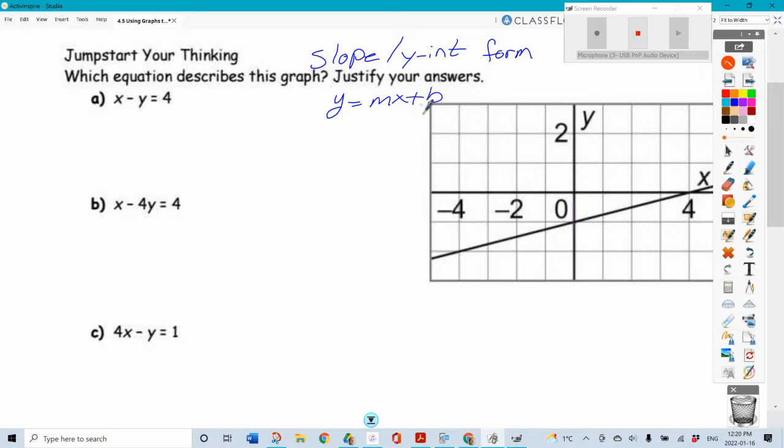All right, so let's take our first one. We're going to take our x and move it to the other side. So we get negative y equals negative x plus 4. Now I need to multiply both sides by negative in order to get rid of the negative on the y. It gives me y equals x minus 4.